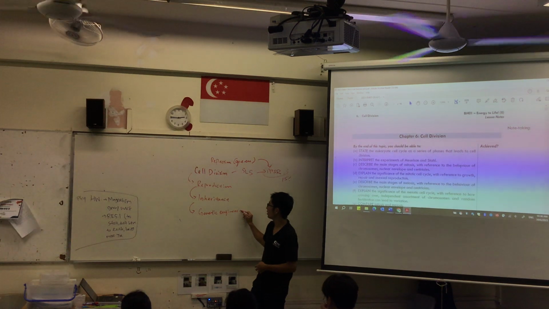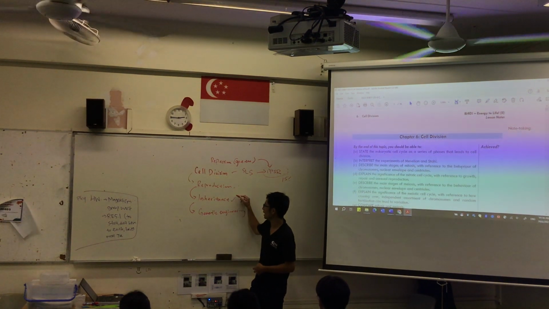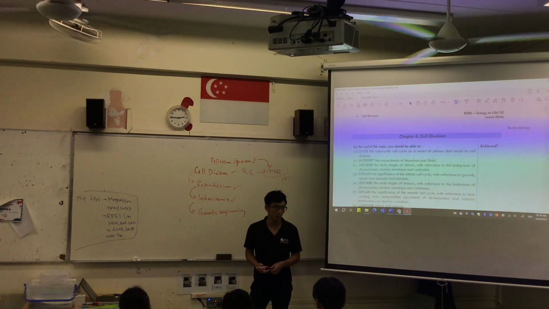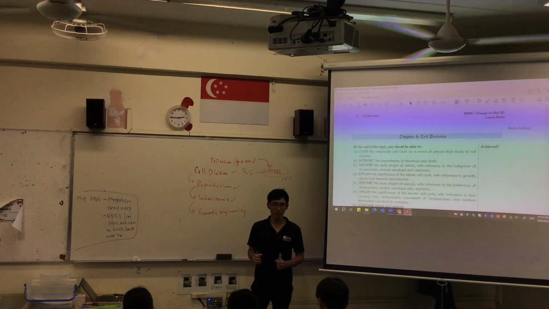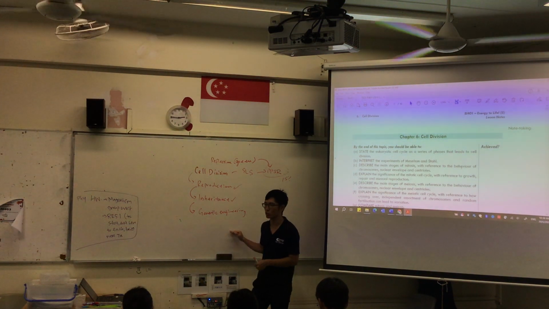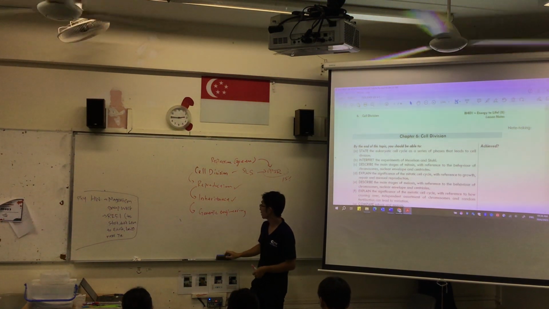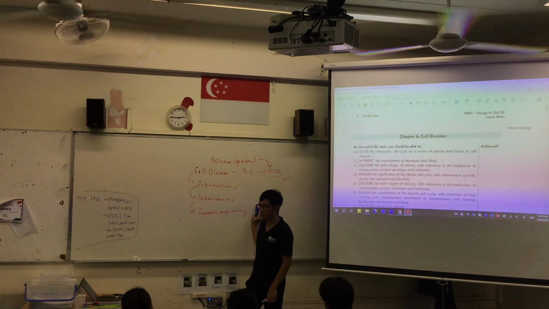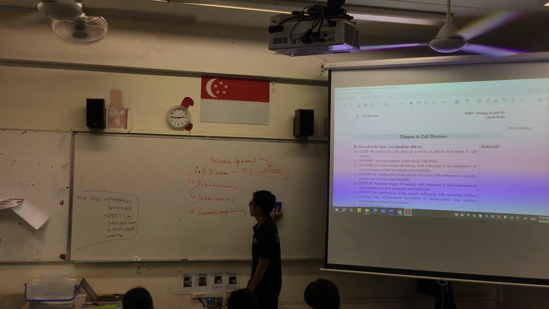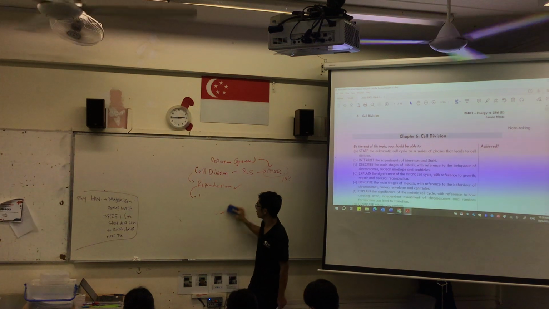Once we know how reproduction goes and how we pass on characteristics from one person to another, and we have the ability to control this process, genetic engineering. We aim to complete all of this by term 3. Currently, we are going to do a quick revision on cell division.